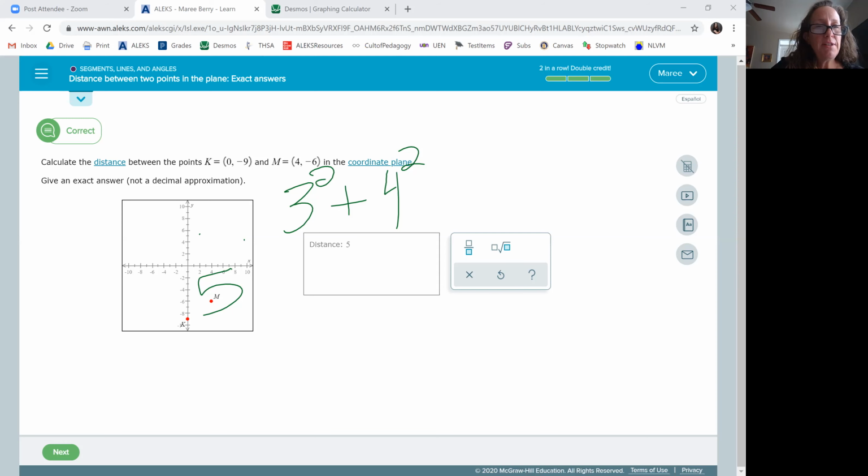So let's see if they're giving us another example. They are. Look what they did. So this is the one. This is the way that I explained it. Okay, sweet. All right, let's do another one.